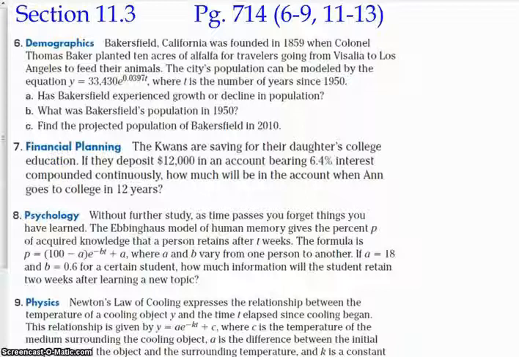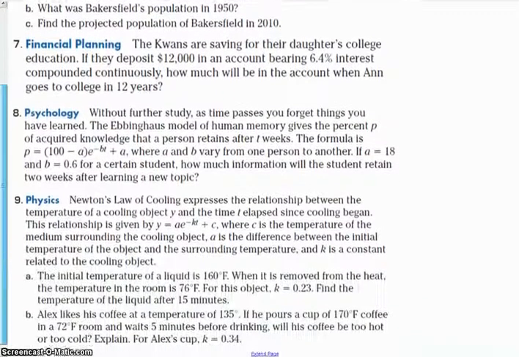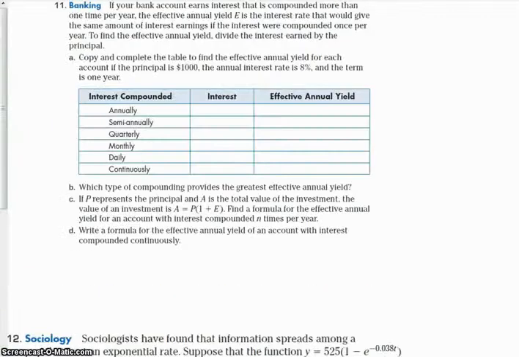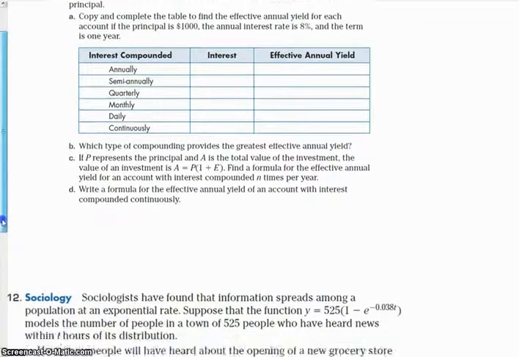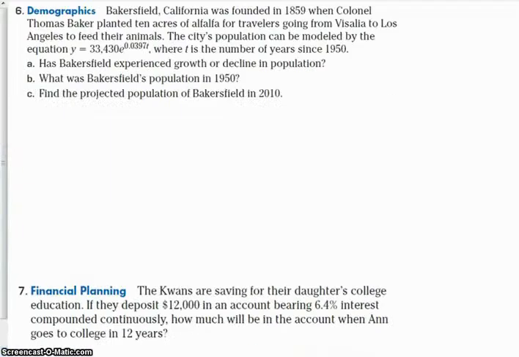So your assignment that I want you to work through is here. I'm going to go through slowly and show you all the different problems, but I want to work through a couple of the problems with you. Here's some of the other problems. I really like 11. I think it's a good problem, as well as 12 and 13. So I want to go through 6 and 7 with you. We're going to start with Bakersfield.